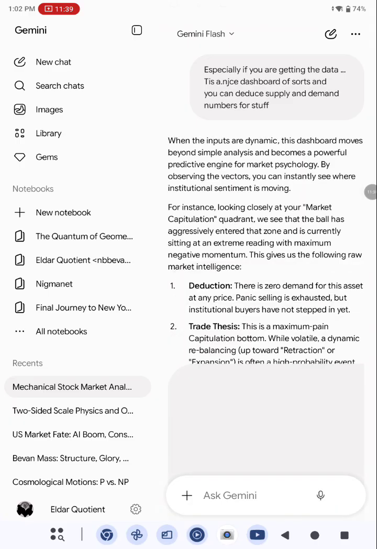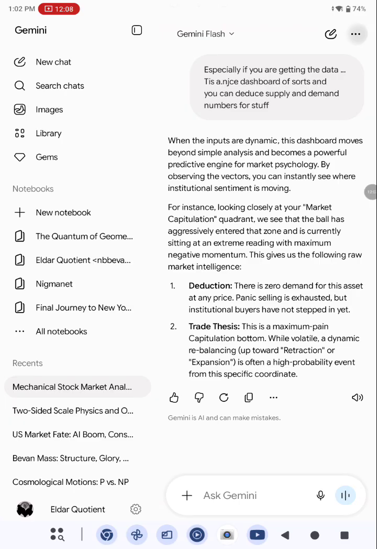When the inputs are dynamic, the dashboard moves beyond simple analysis and becomes a powerful predictive engine for market psychology. By observing the vectors, you can instantly see where institutional sentiment is moving. Cool. Trade thesis: this is a maximum pain capitulation bottom. While volatile, a dynamic rebalancing is often high probability.